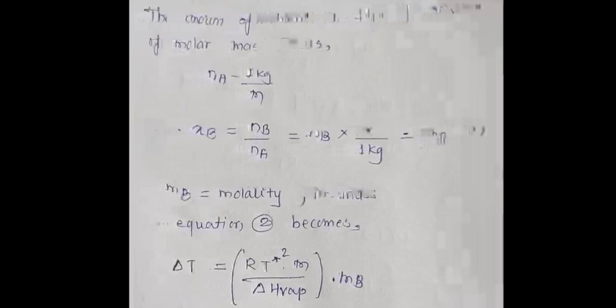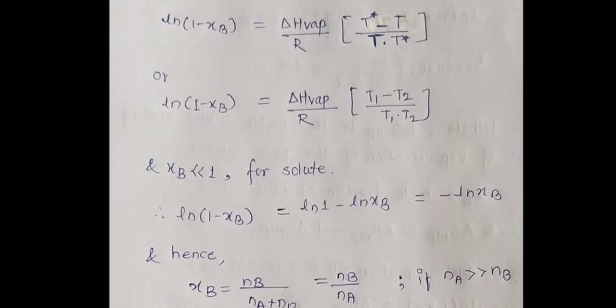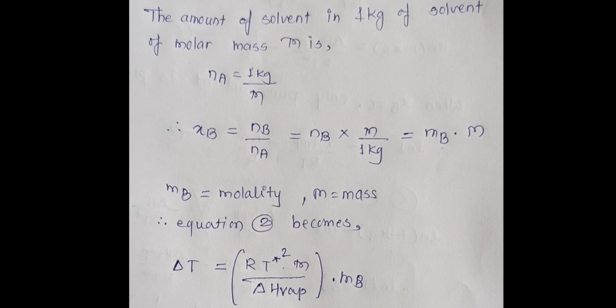Now the amount of solvent in 1 kg of solvent of molar mass capital M is, nA, the number of moles of the solvent, equal to 1 kg divided by capital M. So this can be written with the definition we have written in the last slide, XB is equal to nB upon nA. So XB is equal to nB into, as we know, nA is equal to 1 kg upon the mass. So just write the equation as capital M divided by 1 kg, because here nA is in the denominator. Then you can write here nB upon 1 kg is equal to mB.